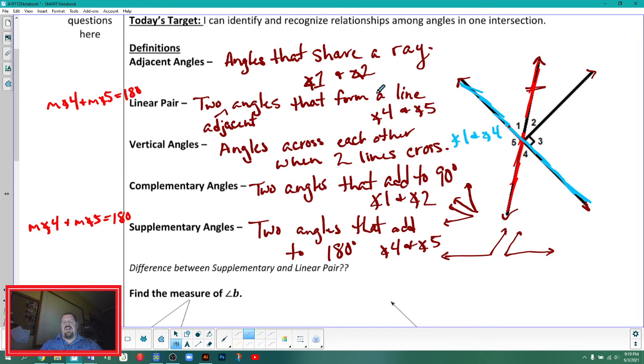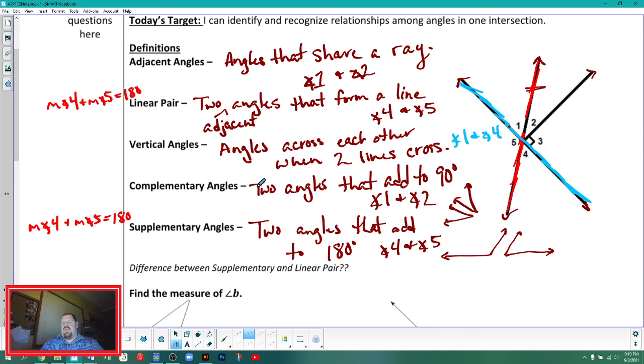If I just said, as I did in all these, angle 1, that means angle 1, the object, not how big it is, not anything about it other than just it's that object. So trying to get notation right, we want to put an M in front of our angle sign to mean the number of degrees that angle has.